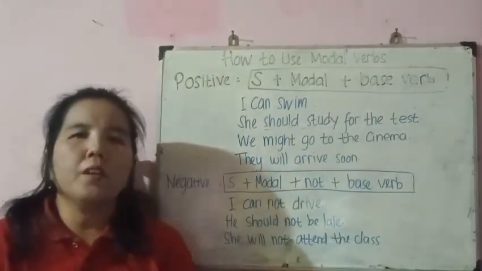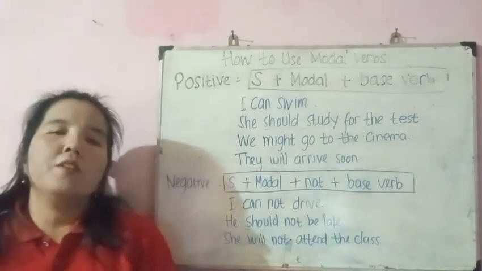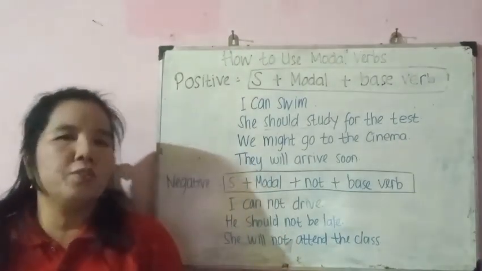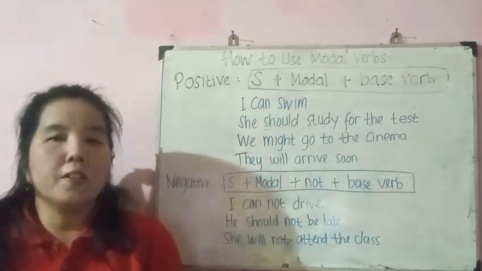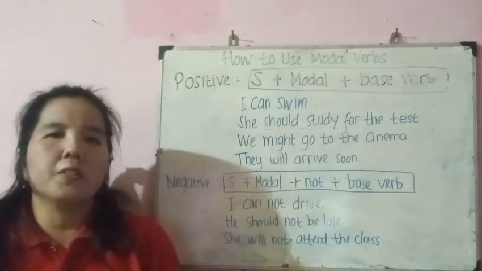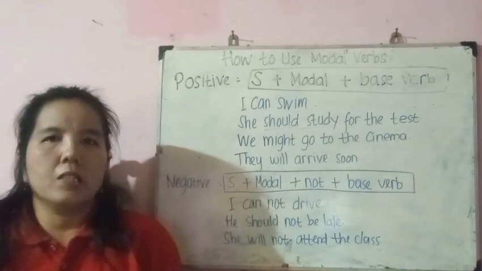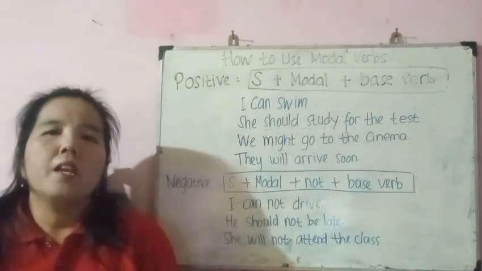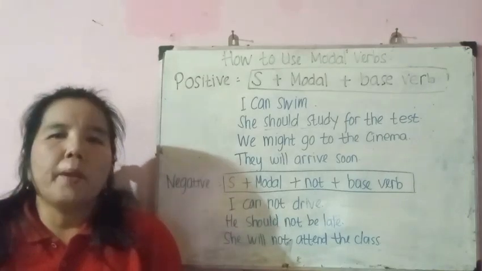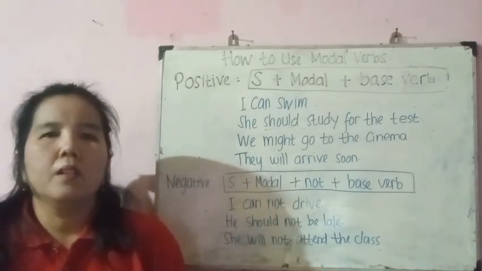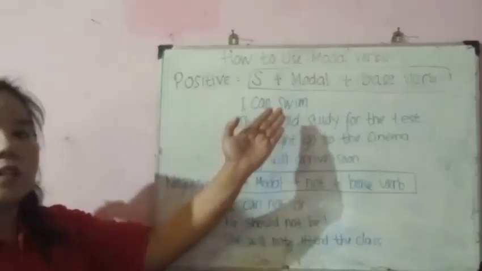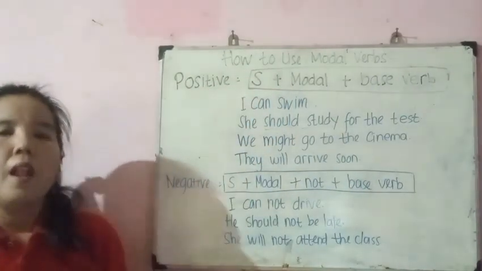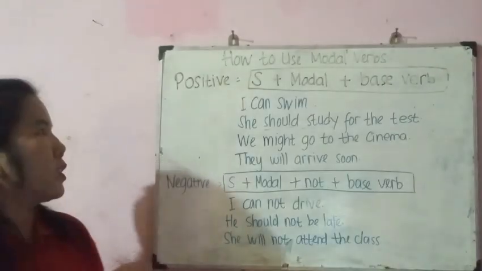Now that we have talked about the meanings and uses of modal verbs, let's continue by learning how to use modal verbs in different sentence types: positive sentences, negative sentences, and questions. First, positive sentences. In a positive sentence, the pattern is very simple. That is, subject, modal verb, plus base verb of the main verb. Let me give you some examples.